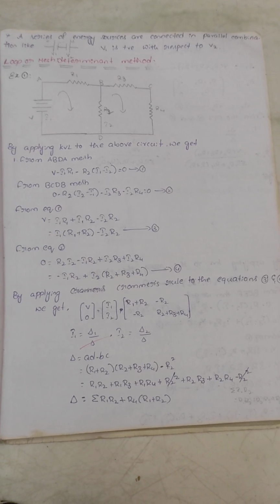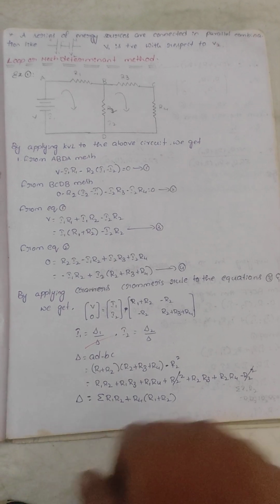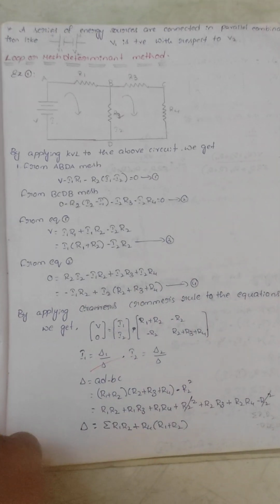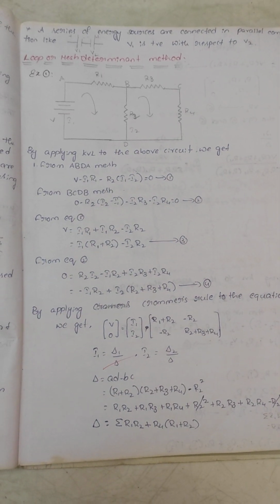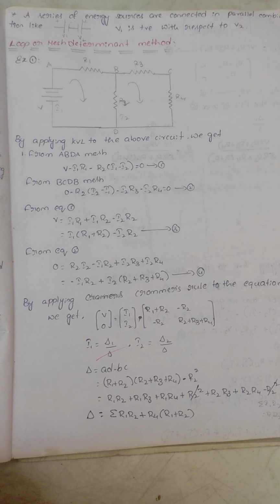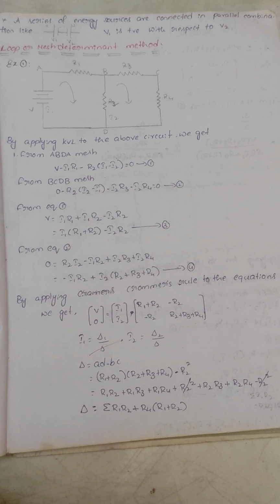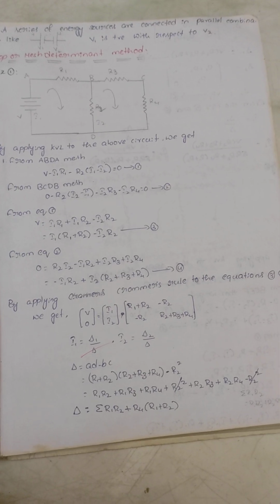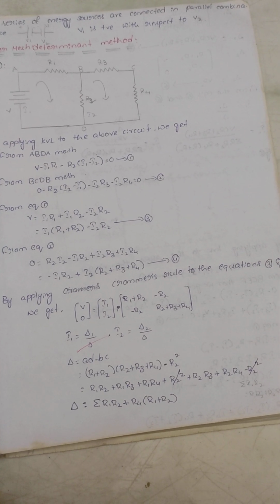In this video, by using KVL we are going to solve this circuit. If we have this type of circuit, how can we solve it? By applying KVL, that is Kirchhoff's voltage law, to the above circuit. We know Kirchhoff's voltage law: the algebraic sum of the potential differences along a closed mesh in a network is 0.